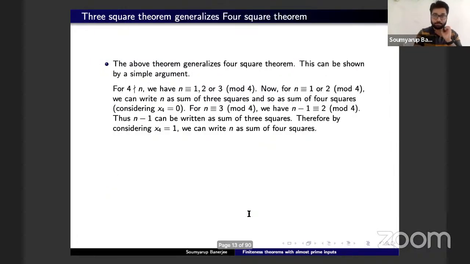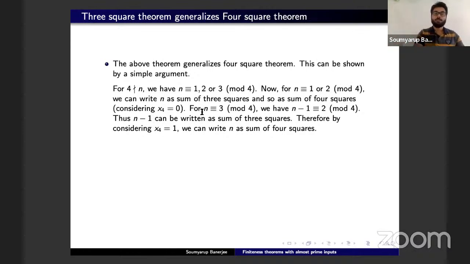Okay, great. Now, consider a number which is not divisible by 4 first. So let us first take 4 does not divide n. Then we have n congruent to 1 or 2 or 3 mod 4. Now for n congruent to 1 or 2 mod 4, obviously we can write it as a sum of 3 squares, right? Because this is not of the form 4 to the power a times (8b plus 7). And since it can be written as a sum of 3 squares, it works for a sum of 4 squares too, because you can consider x4 equal to 0.